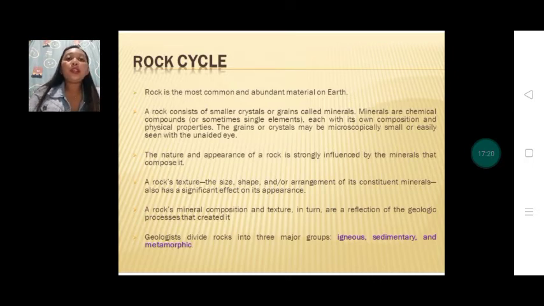Okay, a rock's features, the size, the shape, and the arrangement of its constituent minerals, also have a significant effect on its appearance. So it has an effect on each one's appearance. A rock's mineral composition and texture in turn are a reflection of the geologic processes that created it. Geologists divide rocks into three major groups, which are igneous, sedimentary, and metamorphic.